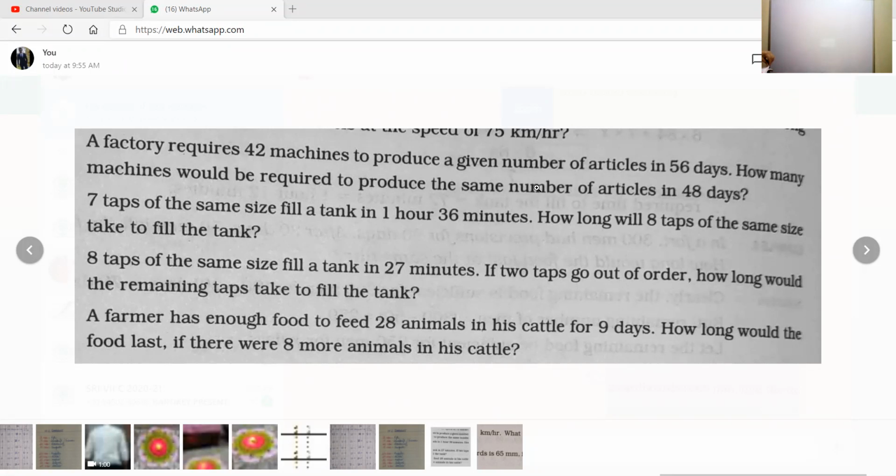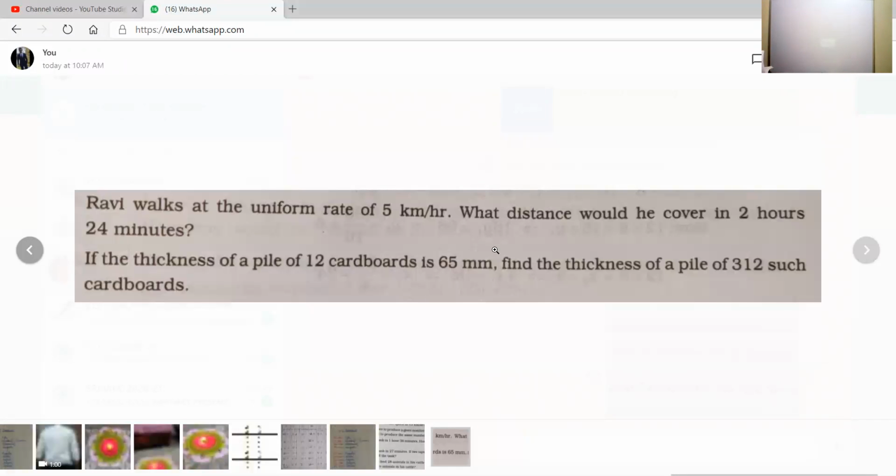Then the fifth and sixth, the last two questions, are direct variations, and I am going to tell you the answers directly now. Ravi walks at a uniform rate of 5 kilometers per hour. Distance and time: the greater the distance, the more time it takes. So the variation is direct. For question 5, the answer is 12 kilometers.